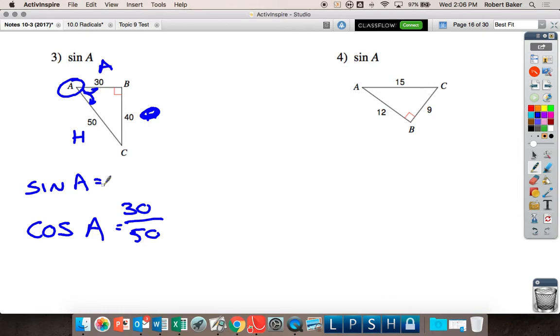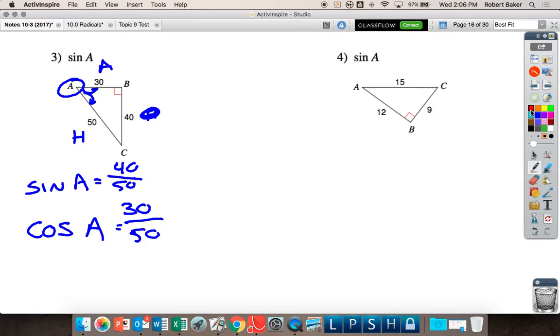Do you remember what sine of A is? What sine is? 40 over. Always have to put the hypotenuse in the bottom. You see how both of these numbers are less than 1? That means you did it perfectly. We good? Let's try another one.